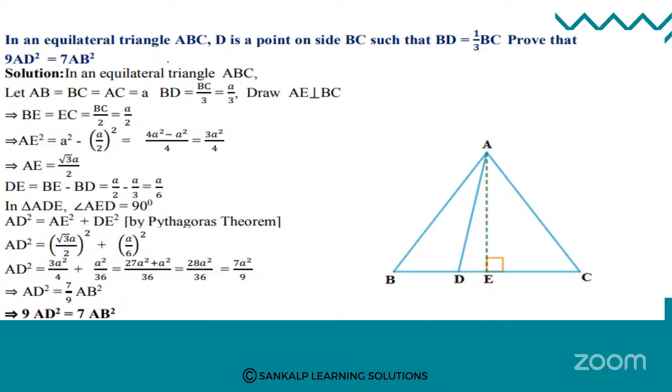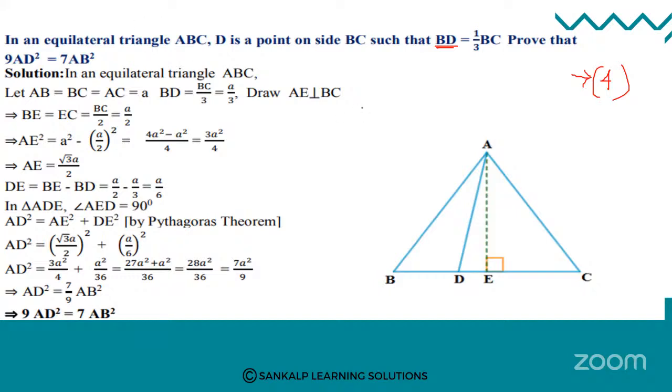In an equilateral triangle ABC, D is a point on side BC such that BD is equal to 1/3 of BC. See, observe here, BD is 1/3 of BC. Prove that 9AD square is equal to 7AB square. This question can be asked for 4 marks. Okay, they can ask this question for 4 marks.